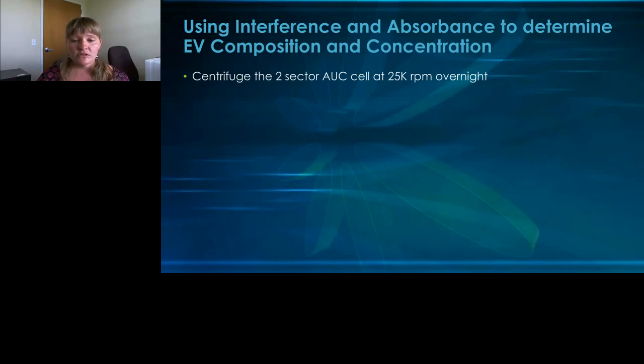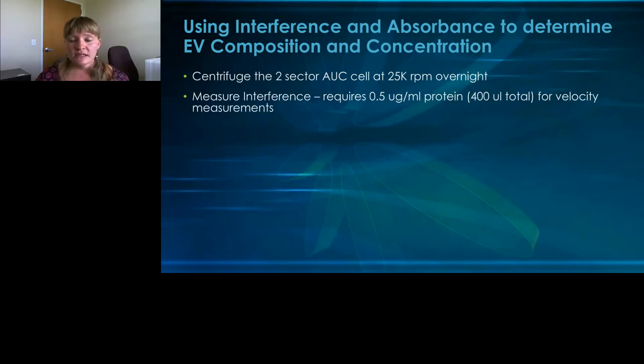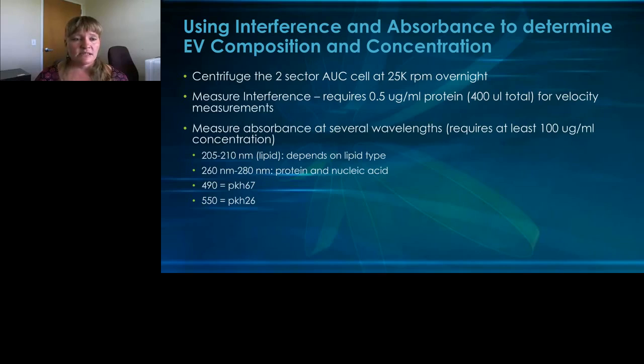We centrifuge the two-sector cell overnight at 25,000 RPM. We measure the interference at 0.5 micrograms for velocity experiments, and we also looked at different absorbance. I mean, think about a spectrophotometer. You can do this as the thing is spinning round and round and round. It'll measure the absorbance of your particles on the radius of that cell. We looked at 205 to 210, depending upon lipid type, since the absorbance is different, and 260 to 280 for the protein and nucleic acid.